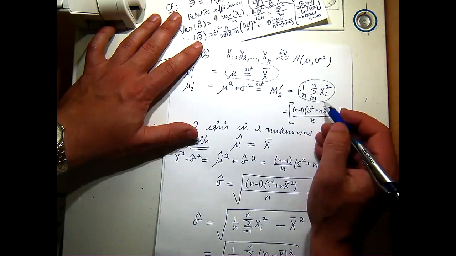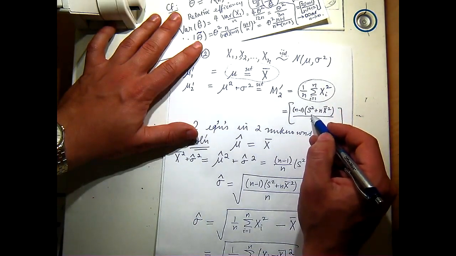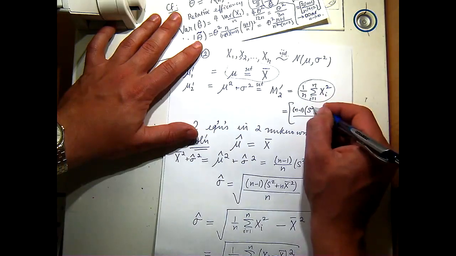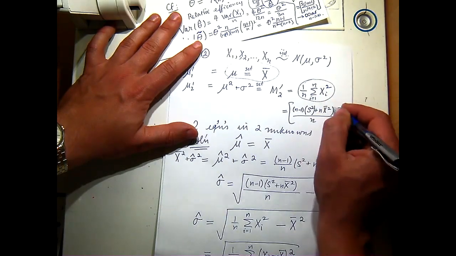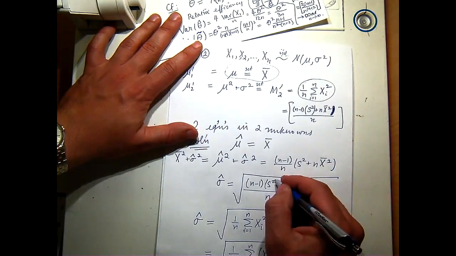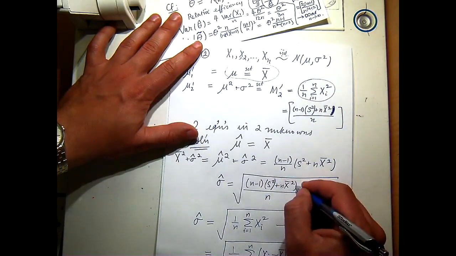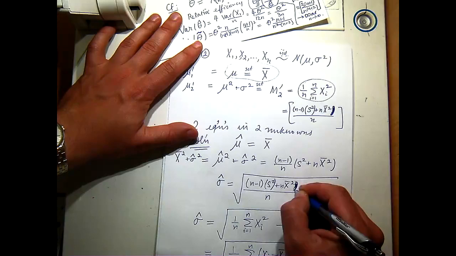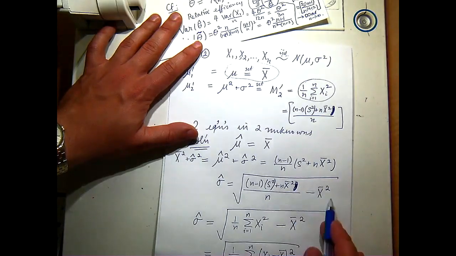Yes, here was my algebra error. When I did the s squared and the n minus 1, I should have done n minus 1 times s squared per se, and then added n x bar squared. Apologies. Yes, that was the problem. So then there is a cancellation.